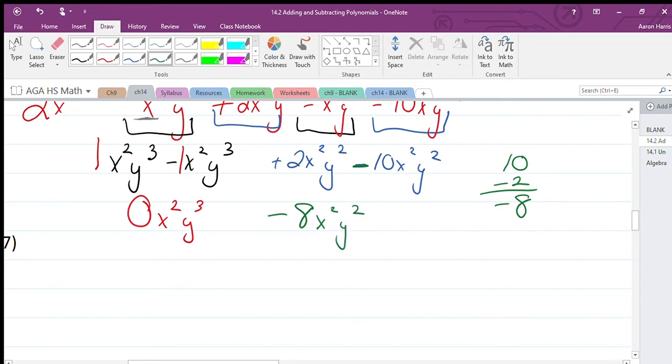Notice that when it comes to addition and subtraction, the variables don't change, neither do the powers. Keep the powers exactly the way they are. Is that true for multiplication and division? No. Okay. So addition, subtraction, let's stay focused. My answer then would be negative 8x squared y squared. Does that make sense?